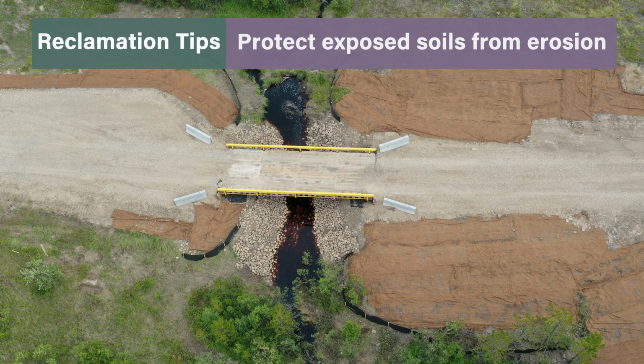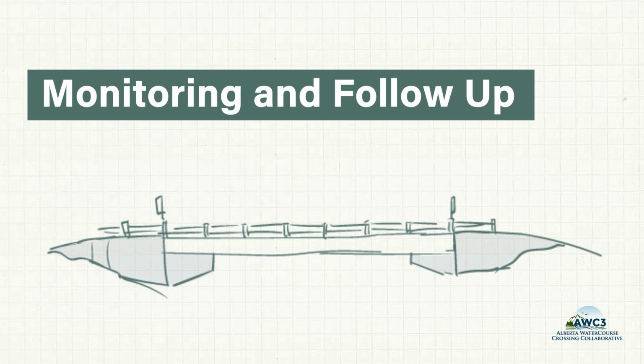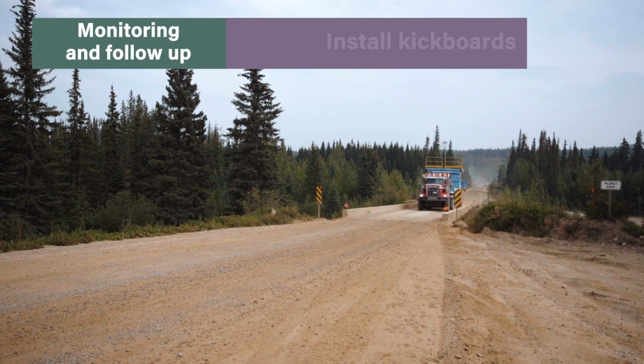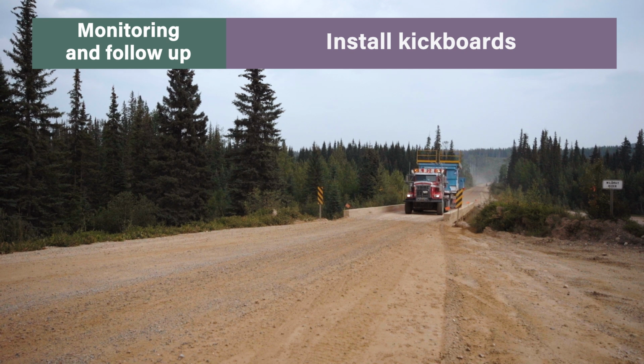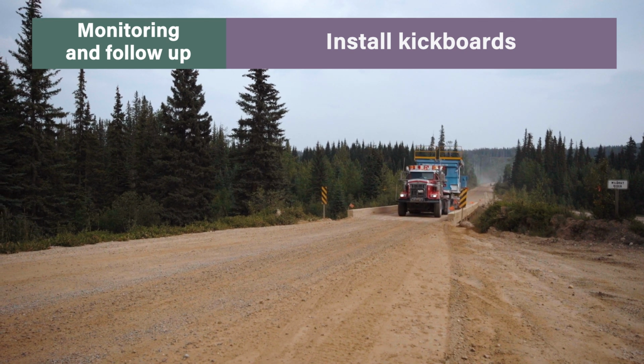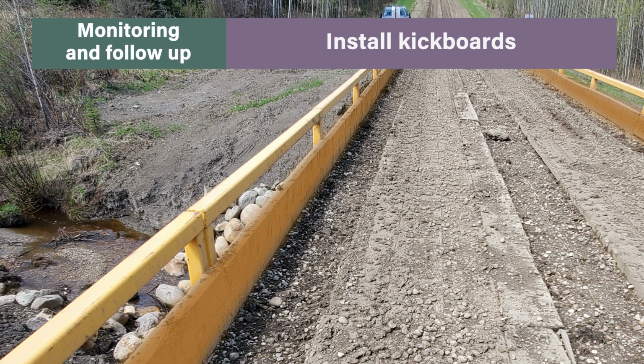Protect exposed soil and reclamation sites from rain erosion. Biodegradable sediment control options are the best, as they do not need to be removed. Monitoring and follow-up. Over time, excessive road material can be dragged onto the bridge. Several methods can be used to prevent this material from entering the watercourse. Install kickboards, also called curtains, gravel guards, aprons, or bumpers, along the edge of the bridge rails.